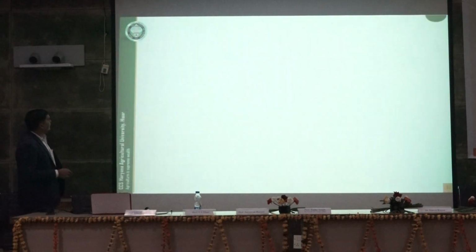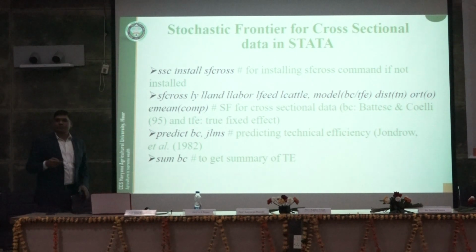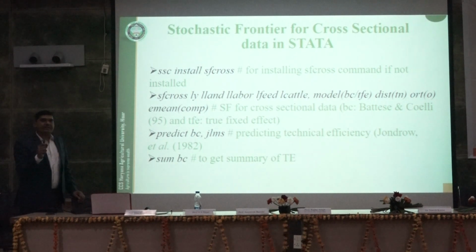And this is another code for inefficiency. This is the SF command, SF cross for cross-sectional data. Here you can use it to find the reasons of inefficiency, which cause the inefficiency term. So this is the command SF cross. Simply write the dependent variable, then independent variables, and then the model.